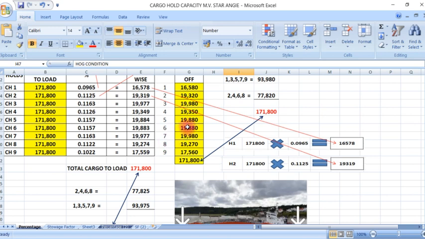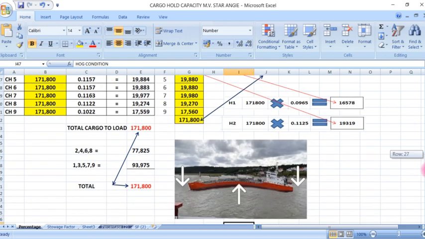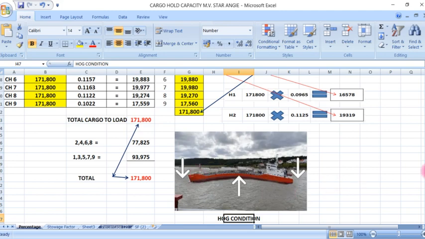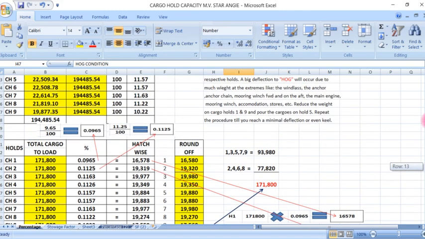Take note that each hold from 2 to 8 has almost the same quantity, with a small difference of a few tons. And with number 1 and 9, there is also a small difference. So if you put this in the loading master, your condition will be hogging. Why? I will explain.